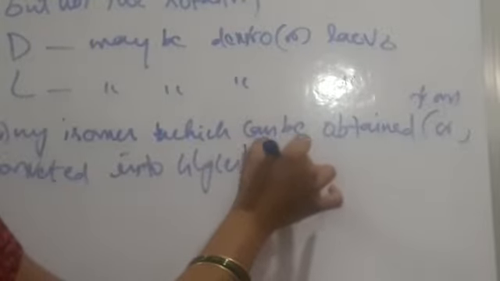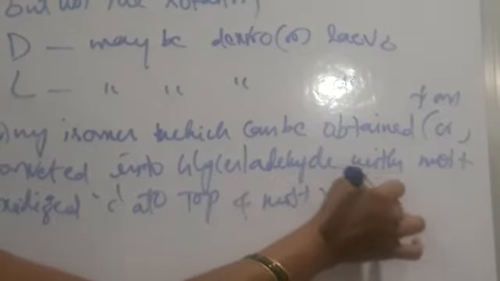So any isomer which can be obtained from or converted into glyceraldehyde, with the most oxidized carbon at top position and most reduced carbon at bottom position and having the OH group at right side, is called D isomer.